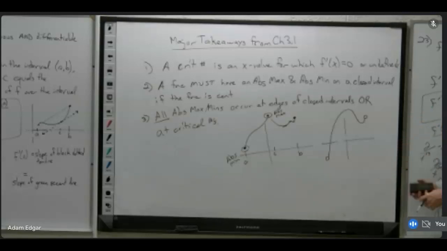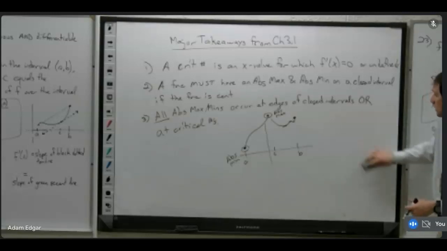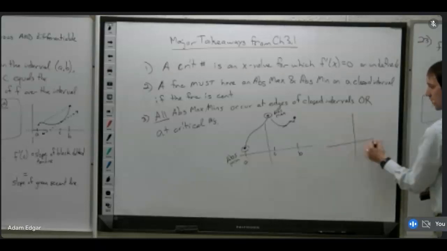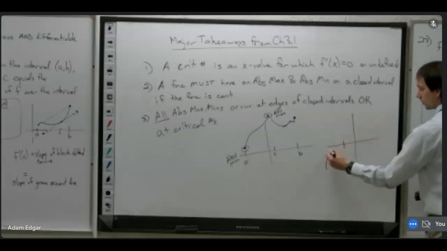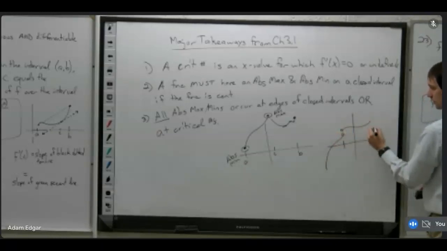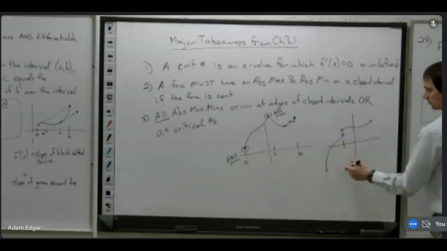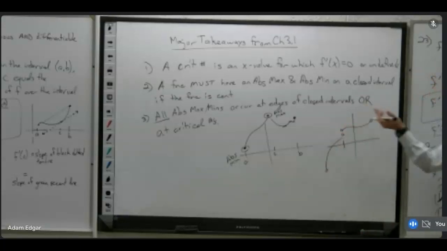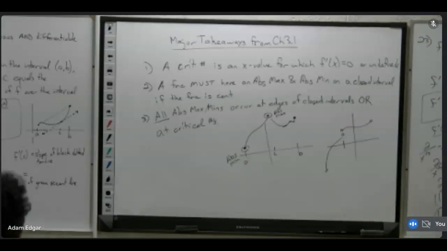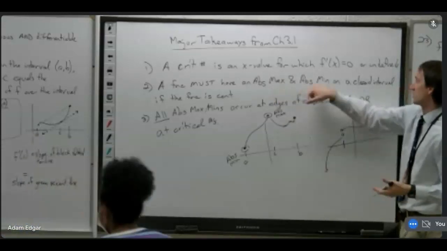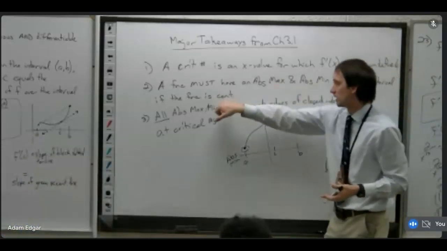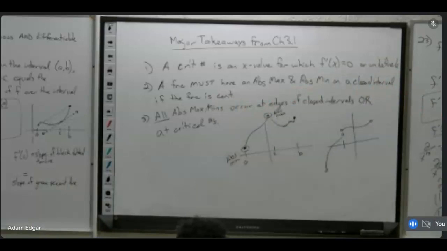The other thing that could break the extreme value theorem in your notes is if you had a break in the curve. Like that. So now you are not continuous, and so that also violates the extreme value theorem. So in order for us to guarantee an absolute maximum and an absolute minimum, the function has to be continuous and it has to be on a closed interval. So that's chapter 3.1 in 5 minutes.